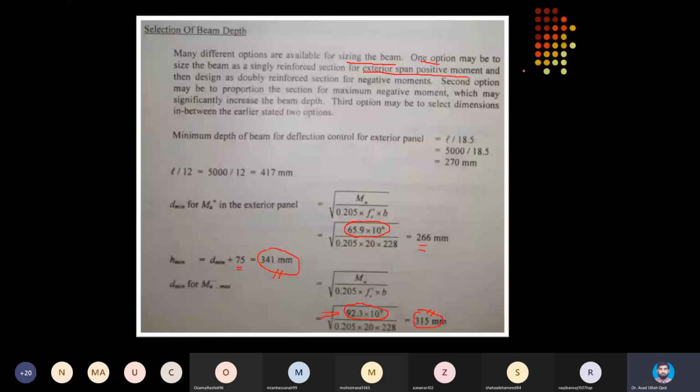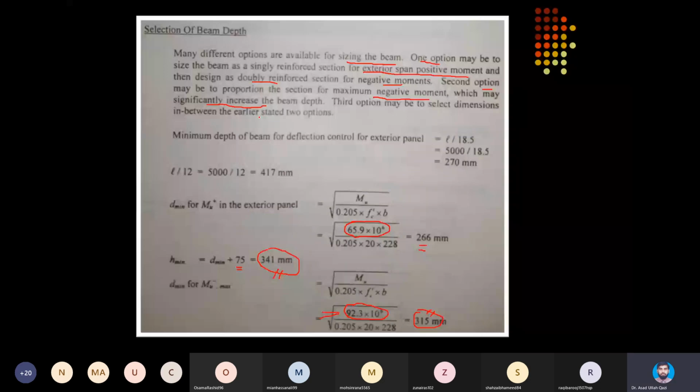I think that will be accepted when architect is not allowing us to go deep, because second option is what I said earlier, to proportion the section for maximum negative moment, which is easier because you will definitely get all sections fulfilling the D minimum, and you will be designing singly reinforced sections, and the only problem in this case is that it may significantly increase the beam depth if the first interior demand is much higher than the other sections.